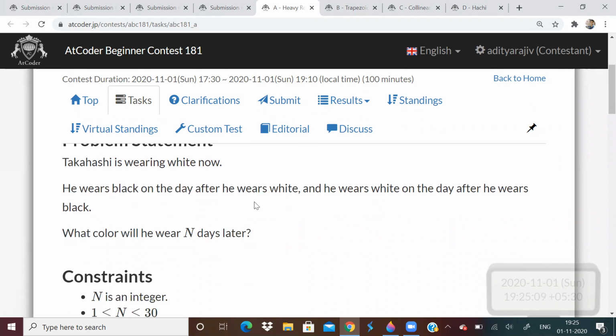The first problem, as everybody knows, is always easy. If you're really beginning to program, then maybe see it. Otherwise, you can see the next one.